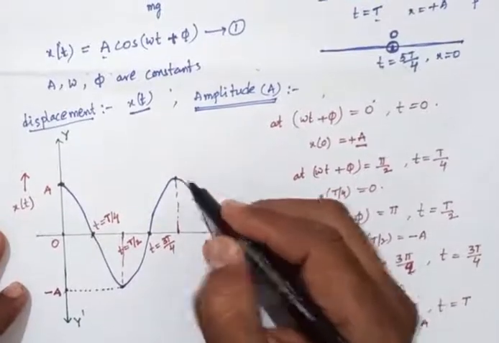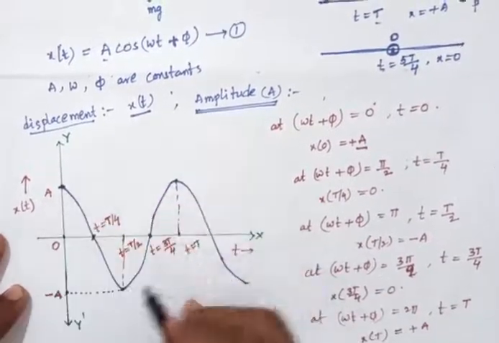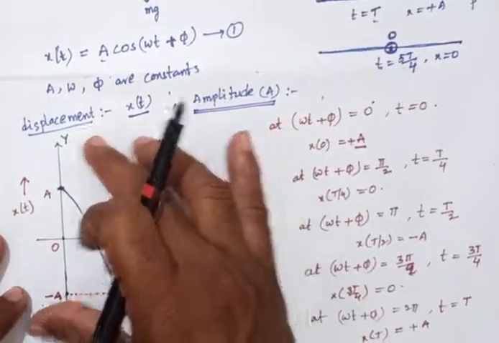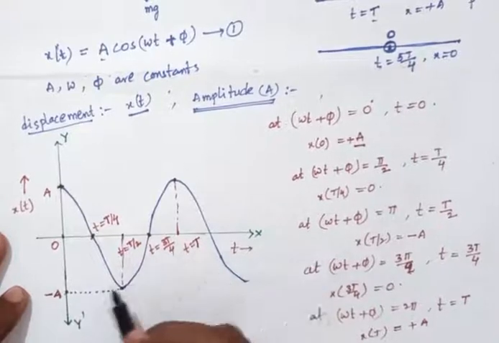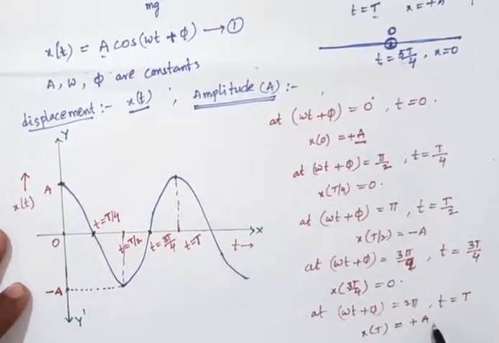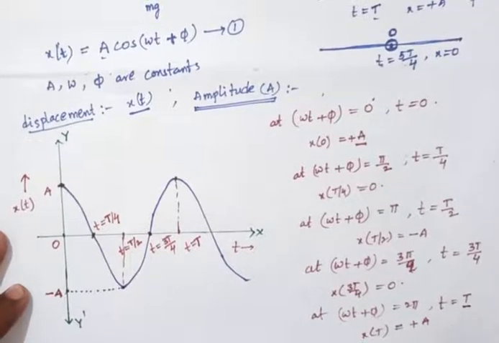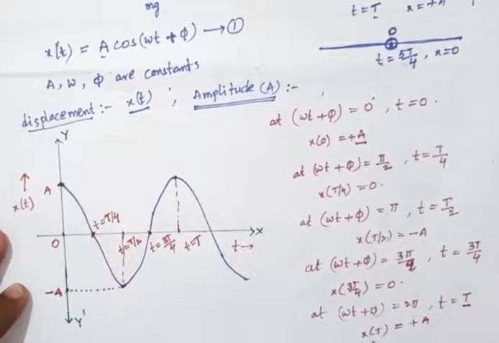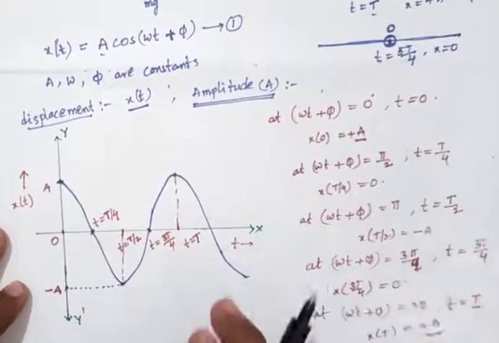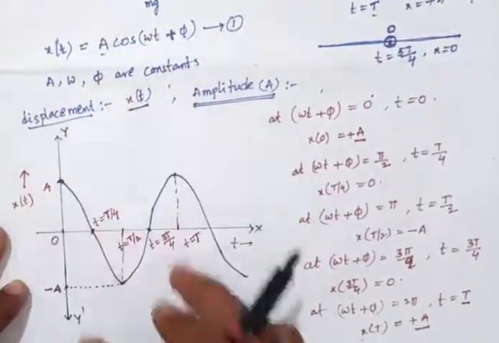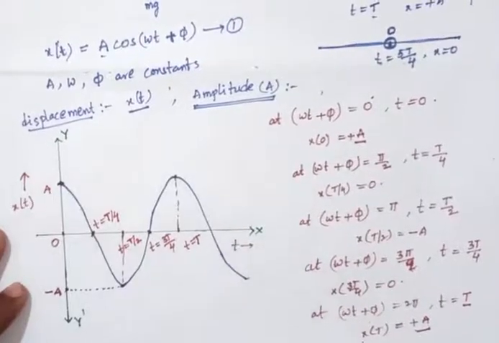Okay, here t equals capital T. So this is completely one oscillation. The time taken for one oscillation is called the time period. So at t equals capital T, the displacement is again maximum. So this is about the simple harmonic motion time displacement graph.